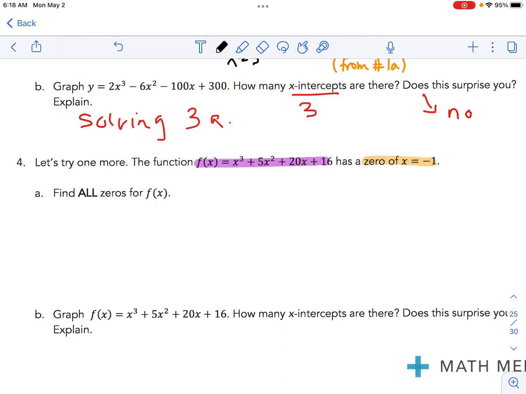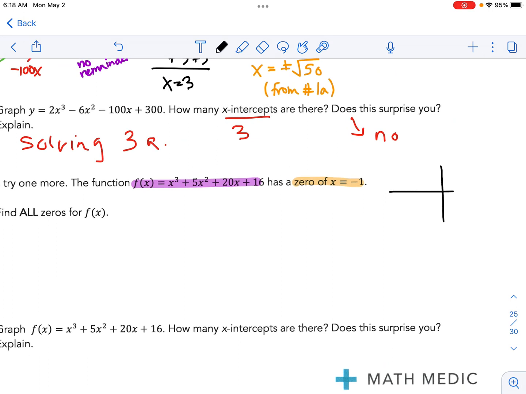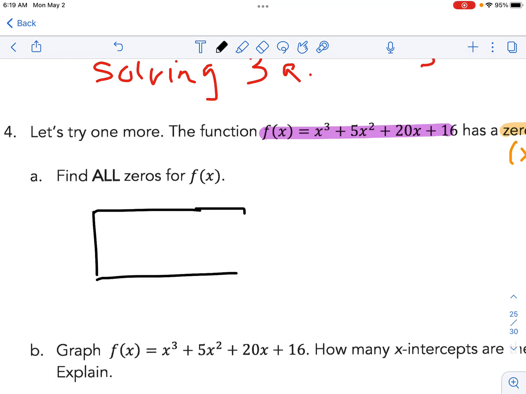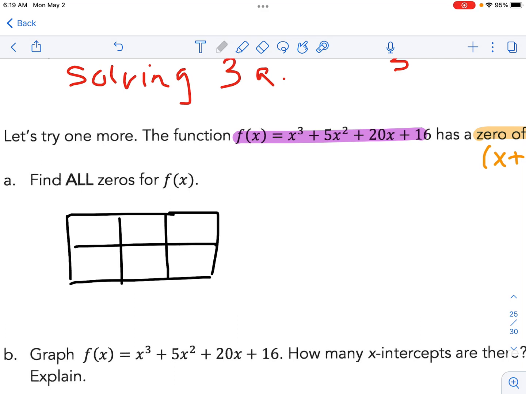So what that means, let's get just a little visual picture here. At negative 1, we know that we are crossing the x-axis there. And so that being the case, the factor is x plus 1. The factor is the expression where negative 1 makes it 0. So we know we have a factor of x plus 1. Because it's a third degree polynomial, we have to set up the area model to divide out that first factor.